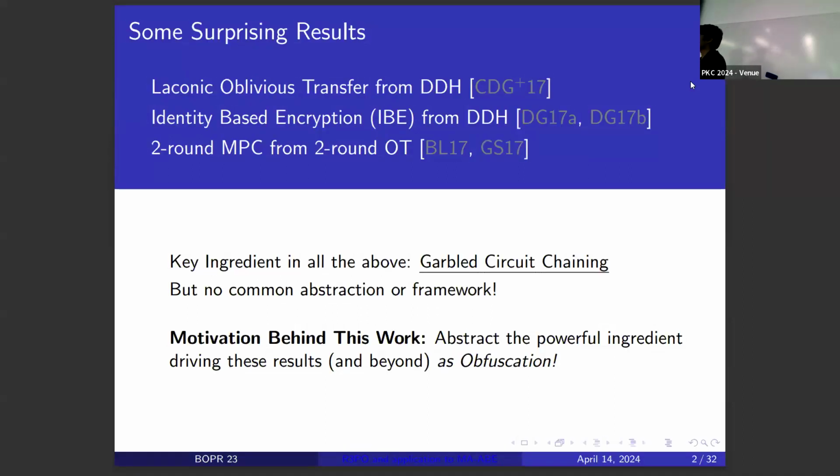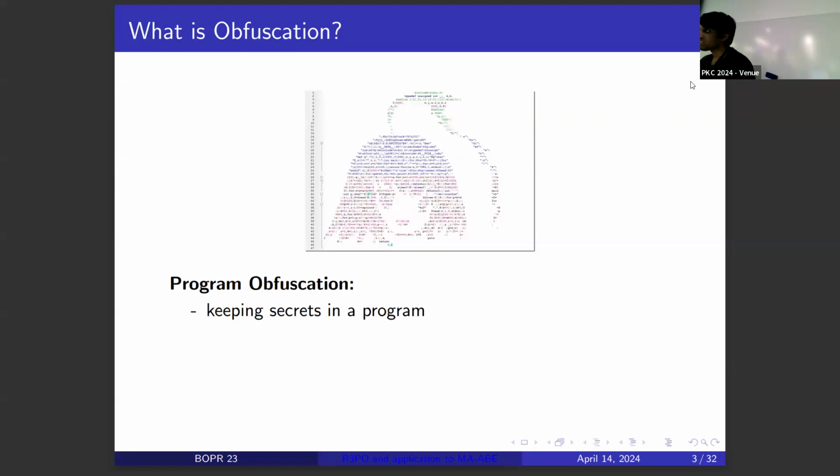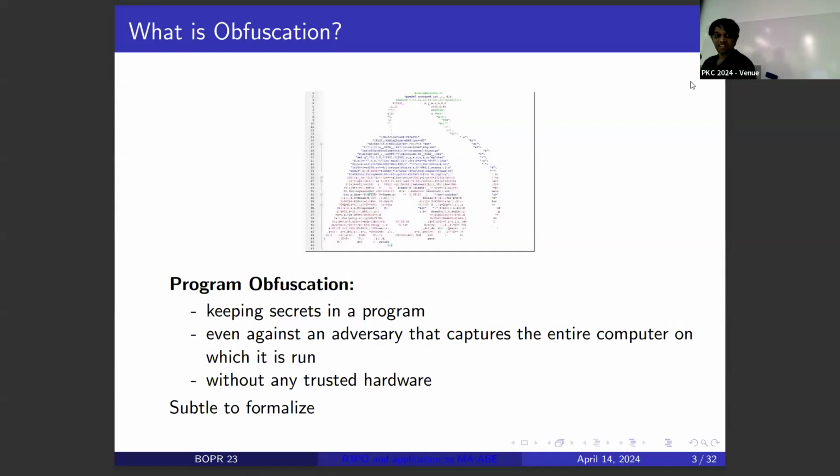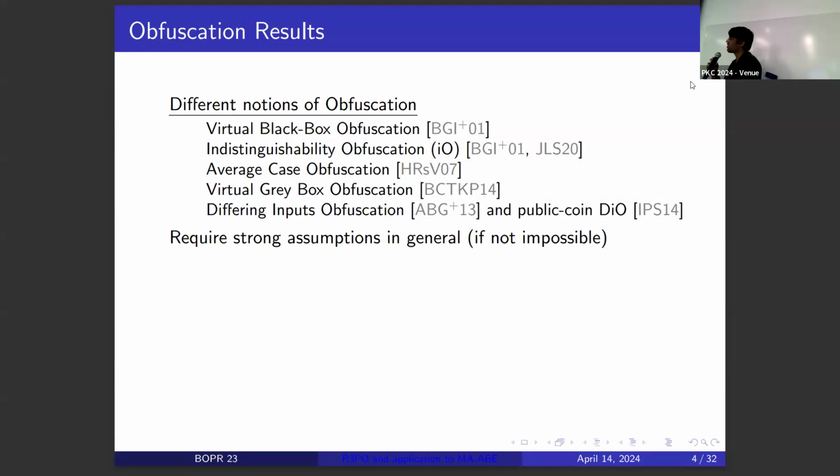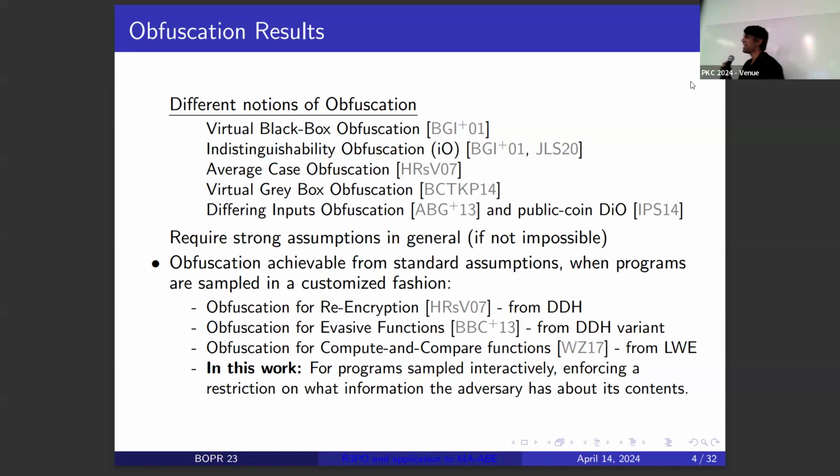And our starting point is obfuscation. We want to give some kind of an obfuscation notion that is inherent in these constructions. So what is obfuscation? I'm sure you're all aware. You want to keep secrets in a program, even against an adversary that captures the entire program and the computer on which it runs. This is very subtle to model formally. There have been a lot of notions of obfuscation, many of which have been shown to be either outright impossible or improbable. And even more standard notions like iO require strong assumptions in general. But there have also been attempts to look at obfuscation for very specific structured programs, and to instantiate them from more standard assumptions like DDH.